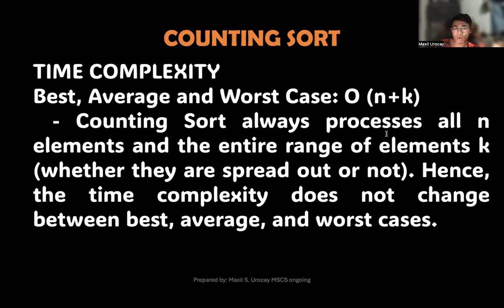So that's why the overall time complexity of counting sort, for the best, average, and worst case, is O(n + k). If k is not too large compared to n, counting sort can be very efficient. Counting sort will always process all n elements and the range of elements k, whether they are spread out or not. Hence, the time complexity does not change between best, average, and worst cases.